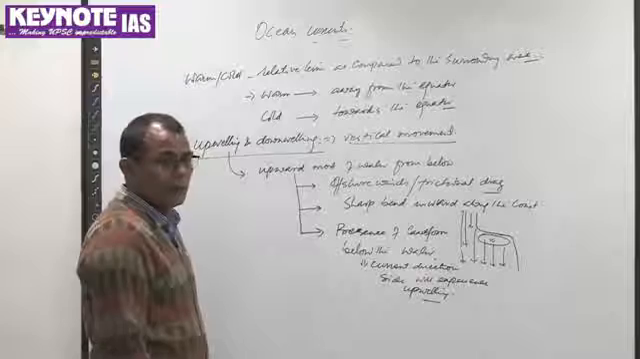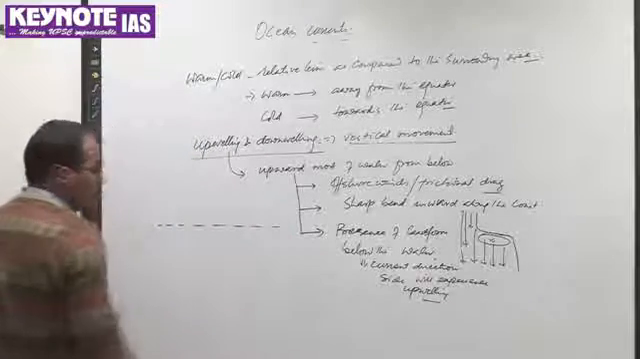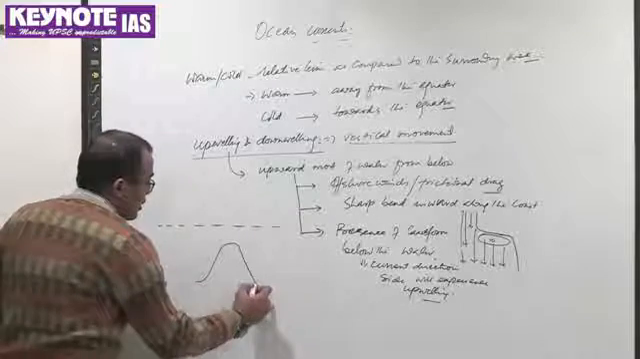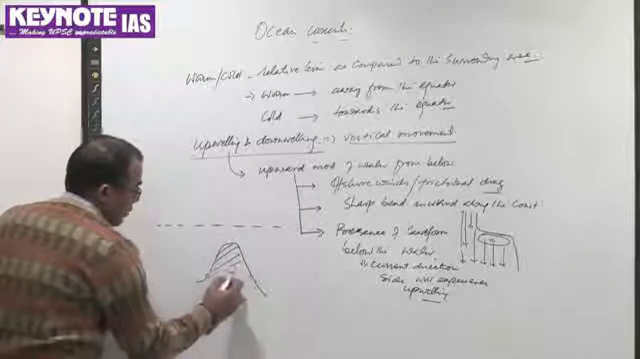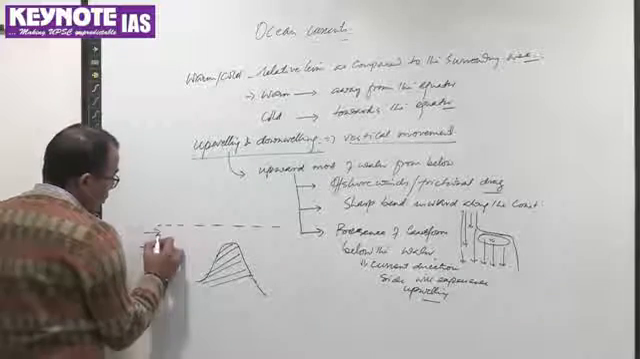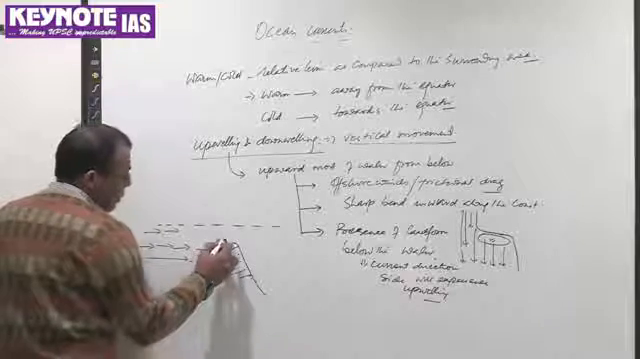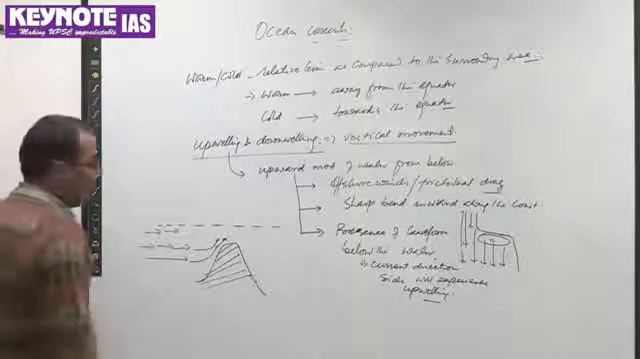Didn't understand this? Let's say suppose this is the sea level, and you have tablemount-like features here. What will happen? The water will move in all directions. Here it will rise, upwelling. Opposite side, downwelling.